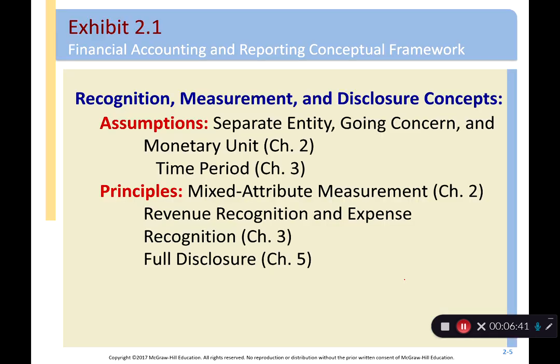Then there's some more vocab, which includes some assumptions which are covered in Chapter 2. The separate entity assumption means that the business activities need to be separate from the owners. Going concern means that the business is assumed to continue in the foreseeable future. In other words, we're not assuming it's going to go out of business. It'll continue for at least a year after the balance sheet date. Monetary unit just means that we can't use monopoly money in order to record the numbers. There has to be some stable monetary unit used, like US dollars or yen or euros.